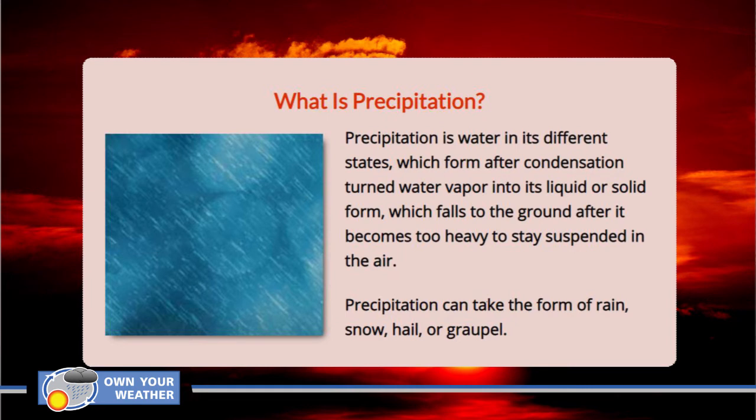Precipitation can take the form of rain, snow, hail, or even graupel. Now, most home or personal weather stations can only measure rainfall, in other words, precipitation in its liquid form.